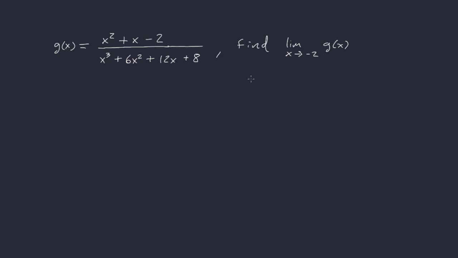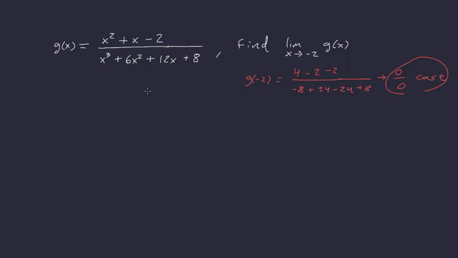So if we just plug in negative 2, we're going to get 4 minus 2 on the top, and we'll get minus 8 plus 24 minus 24 plus 8. Oh, this is a 0 over 0 case. Oh, well, that's okay. We know how to deal with 0 over 0 cases, so let's start working on that over here.